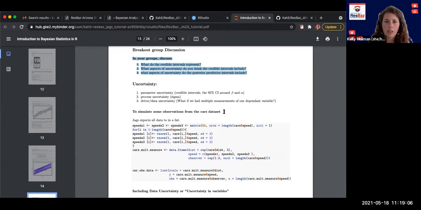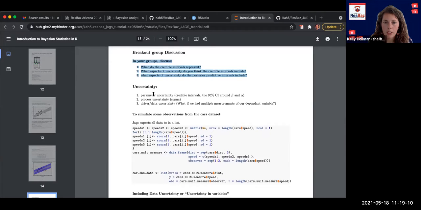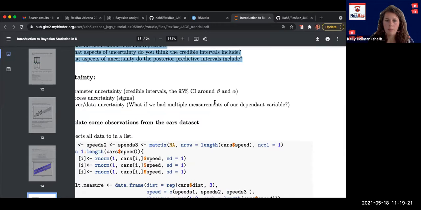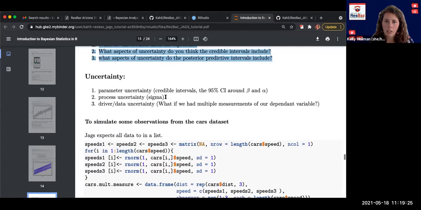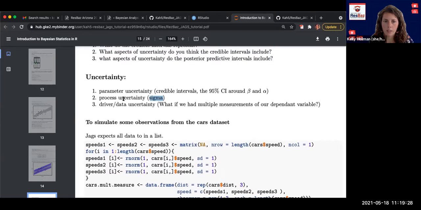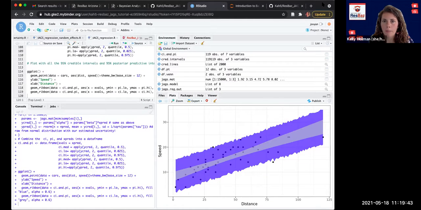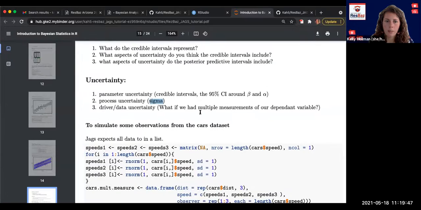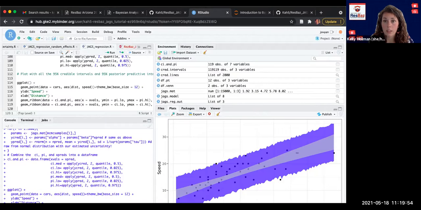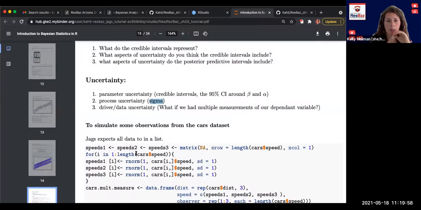So a couple of things to think about. I mentioned the parameter uncertainty is included in the credible intervals. So that's the uncertainty around beta and alpha. Let me make this a bit bigger for you. And then the process uncertainty, which could be sigma, or in our case, it would be precision, which is the tau, is included in the posterior predictive intervals, so the larger intervals here. And we could also include driver or data uncertainty in here. So if we had multiple measurements of distance, then we could include that data uncertainty.